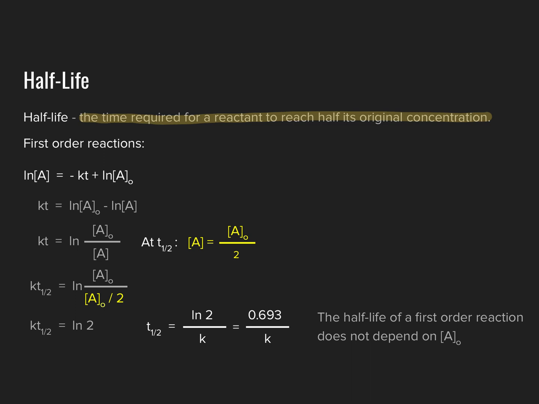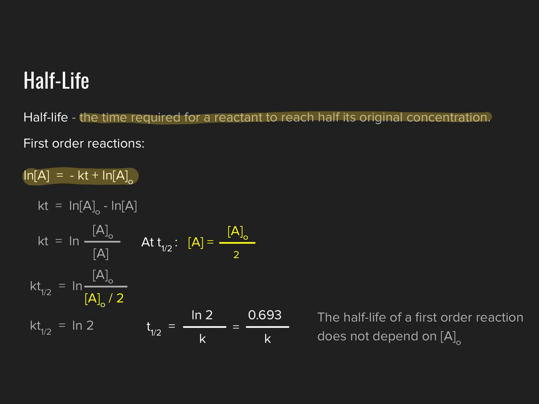Starting off, let's think about a first-order reaction. Recall our integrated rate law for a first-order reaction was the natural log of the concentration of A is equal to minus k times the time t plus the natural log of A's initial concentration. At this point, we're going to do a little bit of manipulation of this equation to help us solve for the half-life.